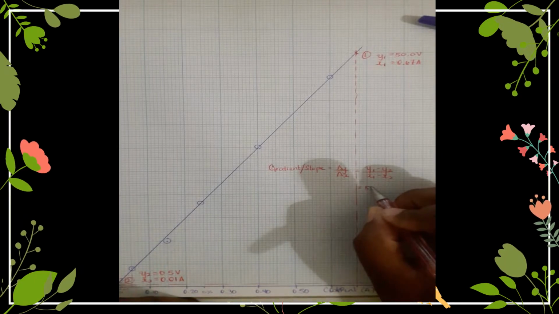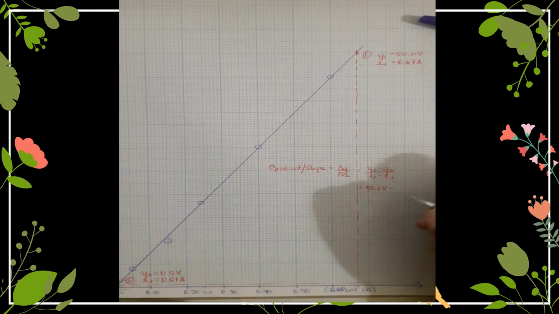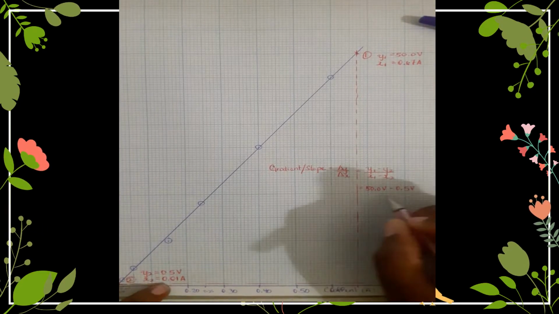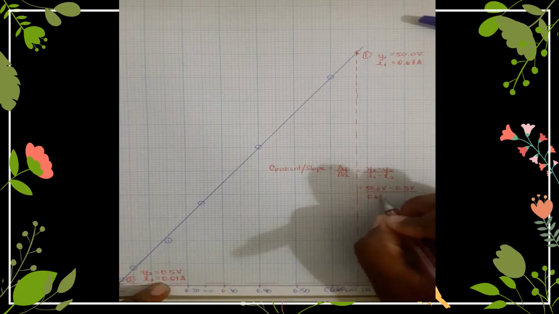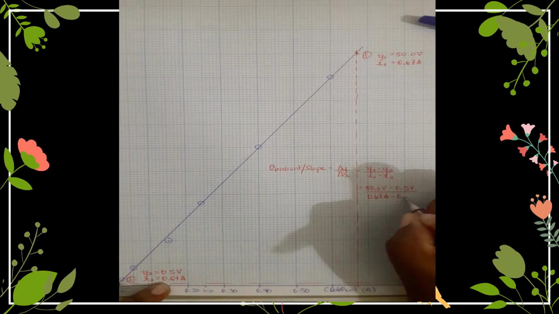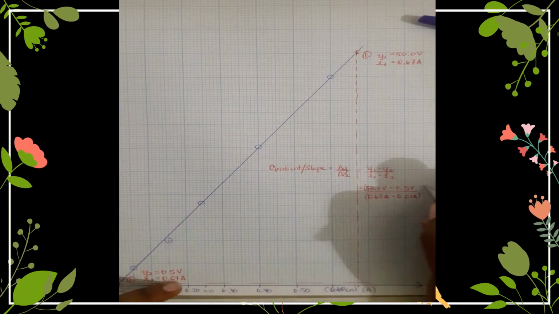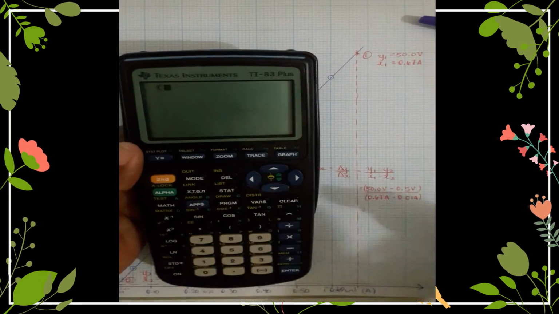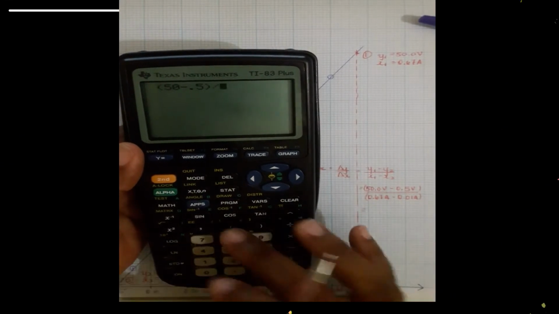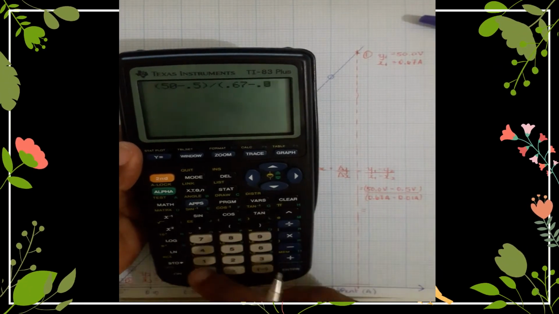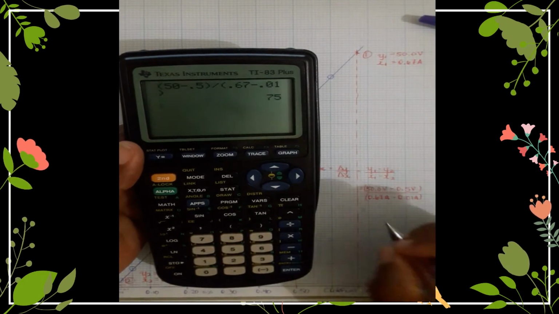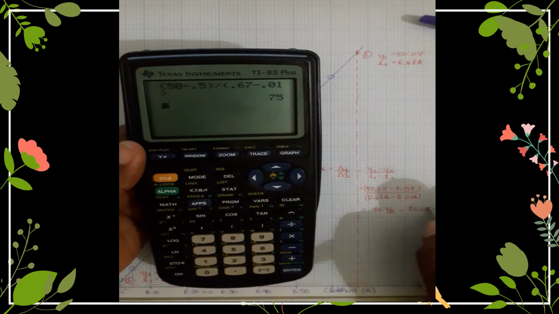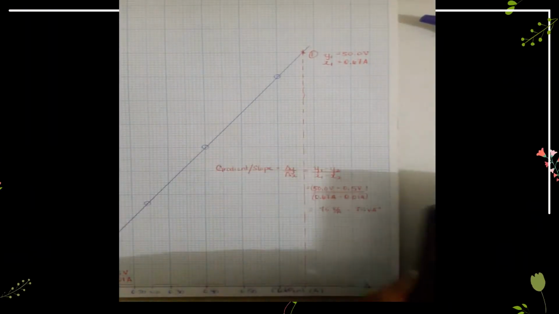So you say 50.0 volts minus y2, which is 0.5 volts, divided by x1, which is 0.67 amps, minus 0.01 amps. And note that I have my units in there. Don't stop putting in your units. You need to keep your units there. And then we're going to calculate one time. So you use your brackets: 50 minus 0.5 divided by 0.67 minus 0.01. And you end up with 75 volts per amperes. Or you could write it as 75 volts per ampere. It's the same thing. Do you see that? Great.